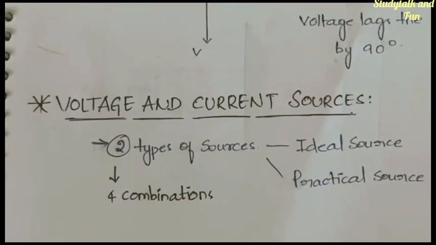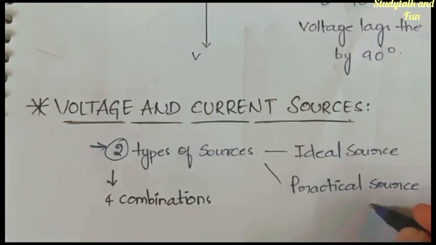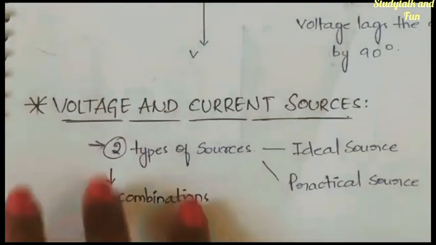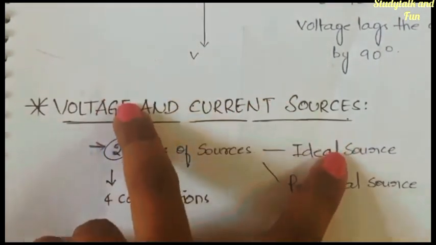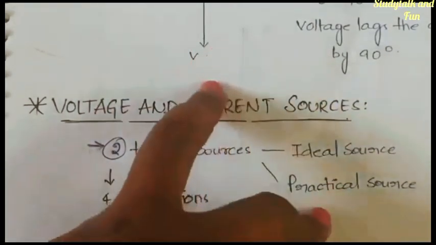In this video, I'm going to explain voltage and current sources in the subject of basic electrical engineering. Basically, we have two types of sources: one is the ideal source and the other is the practical source. In this video, we are going to learn about these two sources, and we are going to get four combinations I have written here: ideal voltage source, practical voltage source, ideal current source, and practical current source.